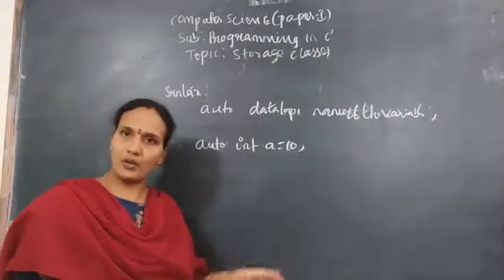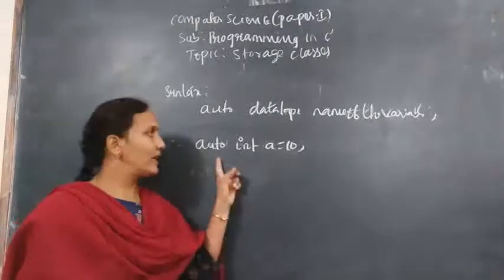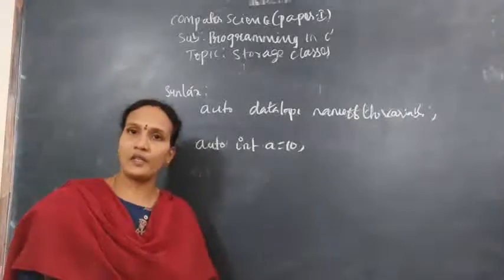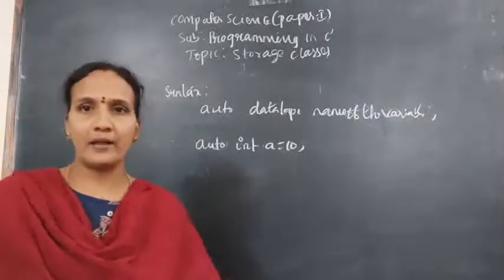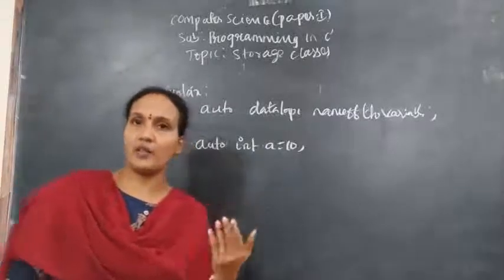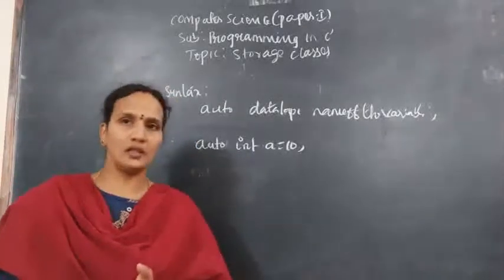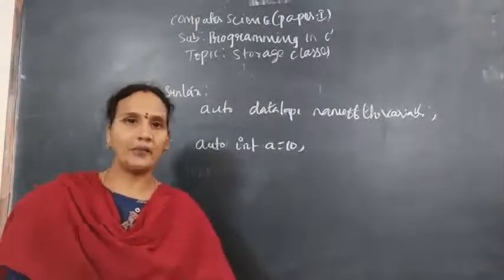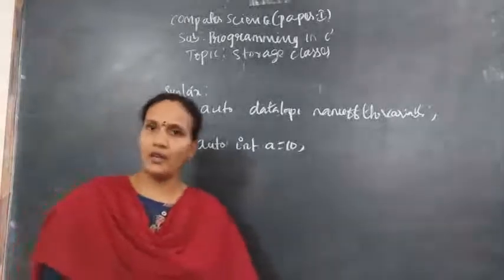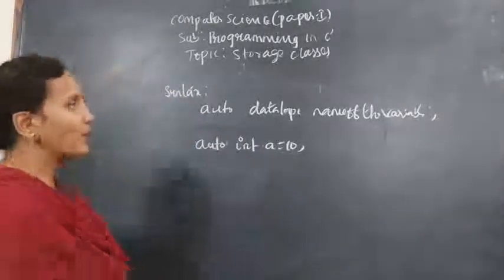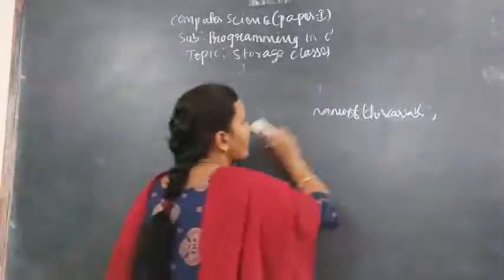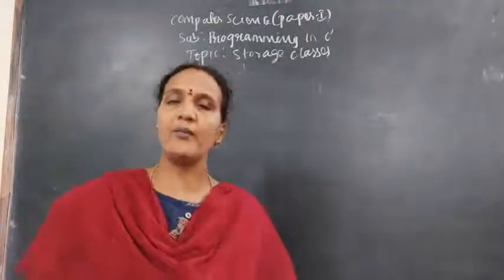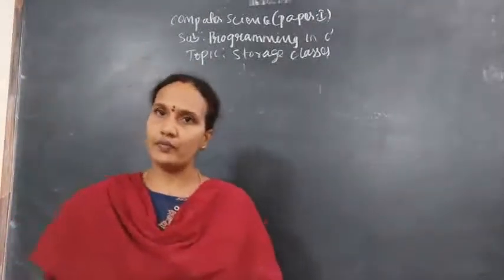If you don't give the auto keyword also, by default that is considered as an automatic variable only. And what is the scope of this? When the program execution starts, the lifetime of this variable starts, and when the function execution ends, the scope and the life of that variable will end. So this is an automatic variable. Only one thing you need to remember: if you have not used any storage class, that is considered as auto. Clear? That is the first one.